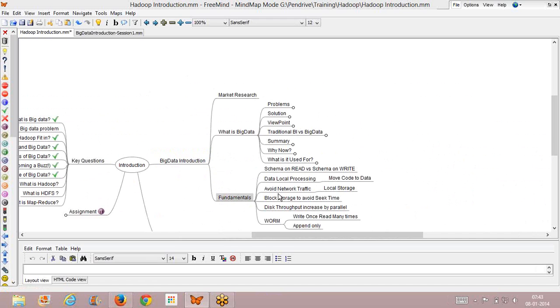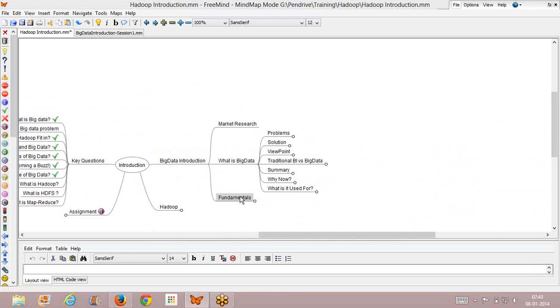There is schema on write, data local processing and so on. So let's introduce some of these fundamentals. Any questions still here? Please let me know now. Okay, so no questions. I am going to introduce the fundamentals.